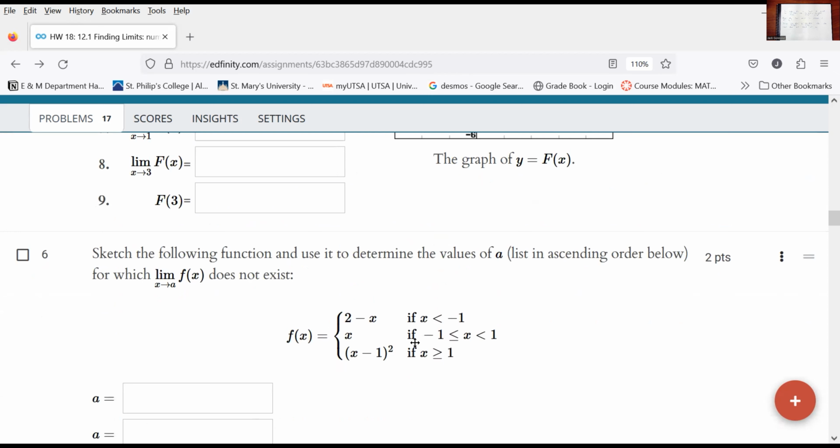Number 6, I'll make you sketch this guy out. They don't give you the picture.